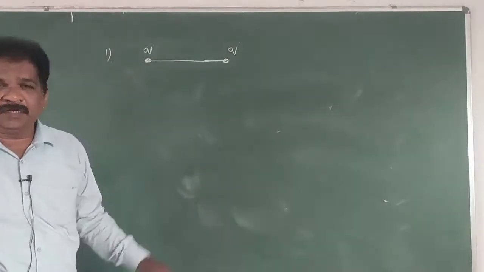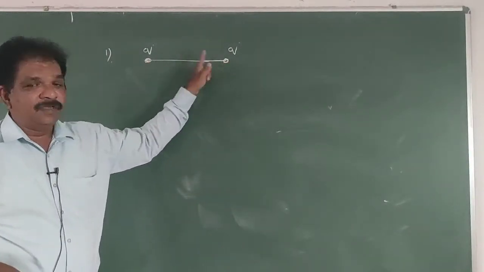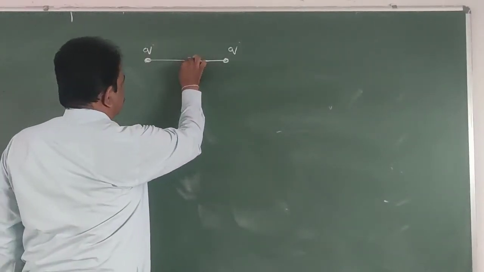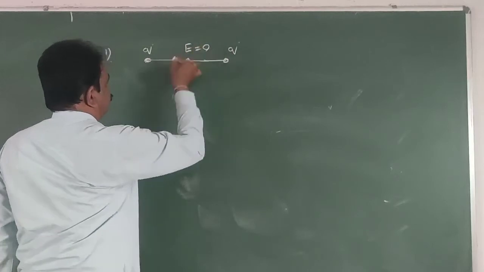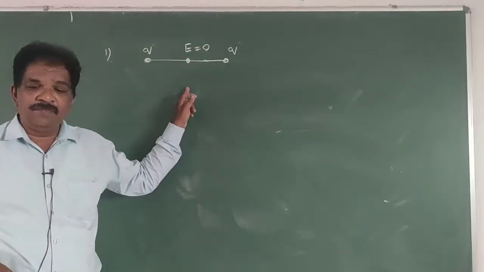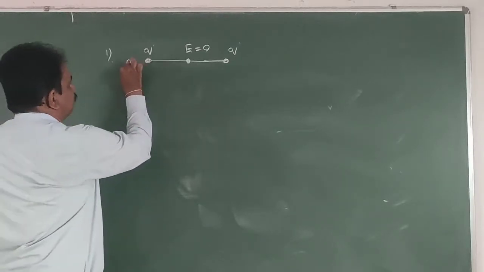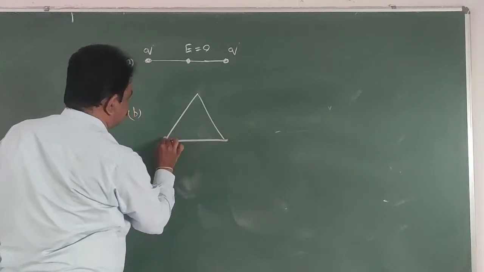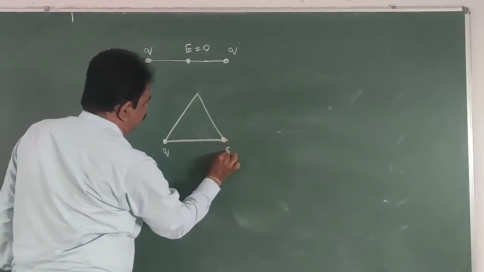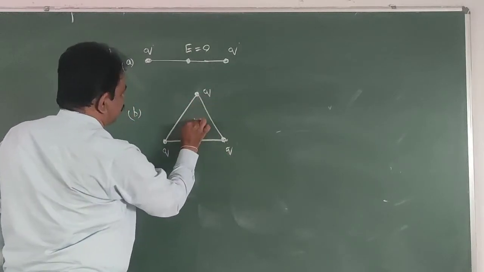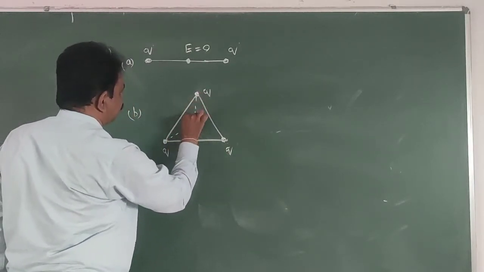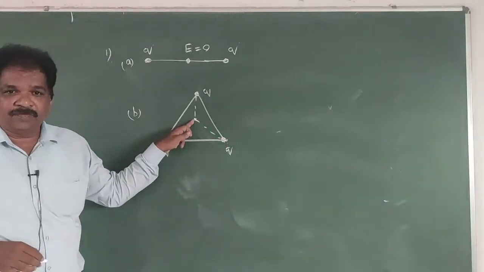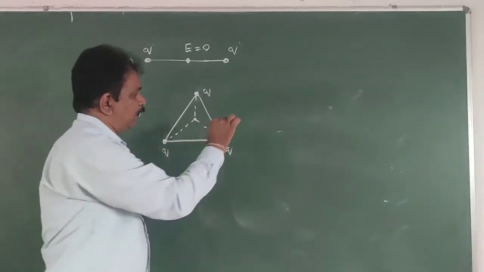Here, the same identical charge Q. In between, exactly at the midpoint, the net electric field will be equal to 0. For example, if these charges are kept at the three vertices of an equilateral triangle, then at the centroid, the net electric field will be equal to 0.